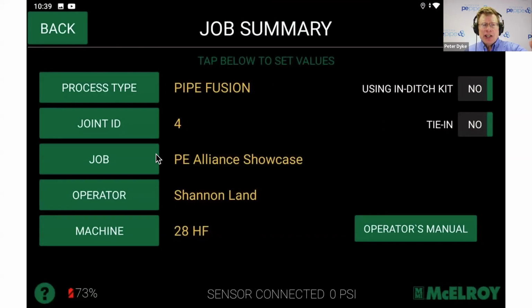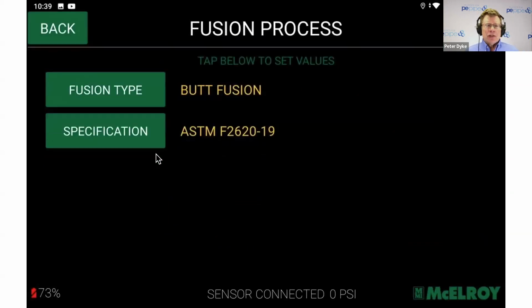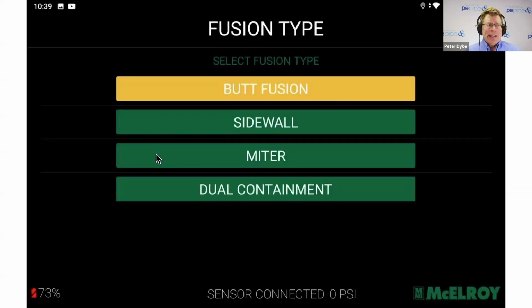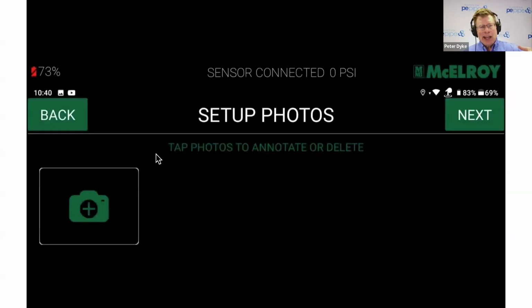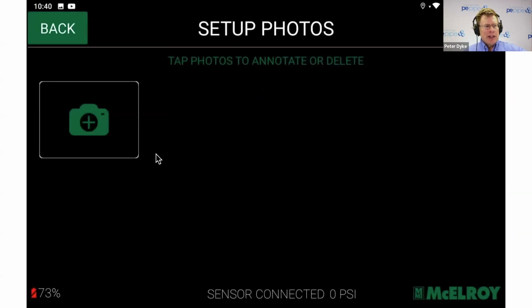Are we doing an in-ditch kit? Are we tying in a fitting or not? All these different kinds of fusion. What standard am I using today? This is a little outdated. Our current standard is ASTM F2620-20. So it was updated in 2020. What kind of fusion are we doing today? We're doing butt fusion. And you're saying, oh my God, this guy's got to do this every time. No, this is the initial one of the day. And then the next joint you do, all that same information is saved, and it just gives a new joint number.